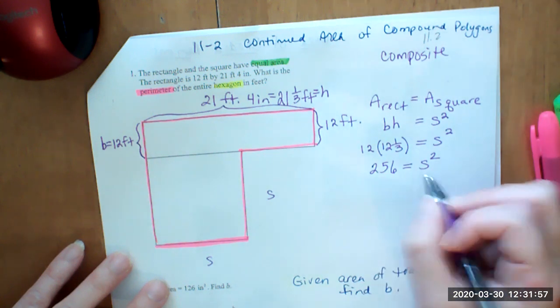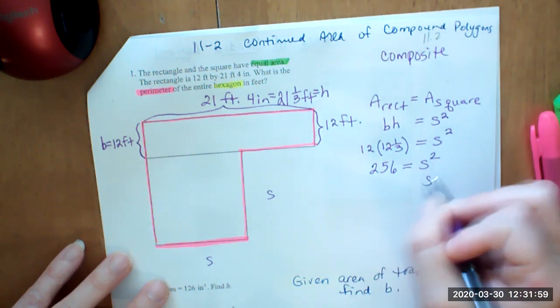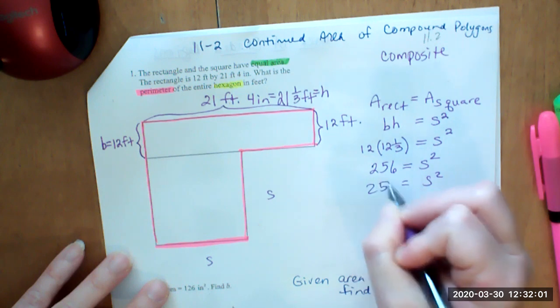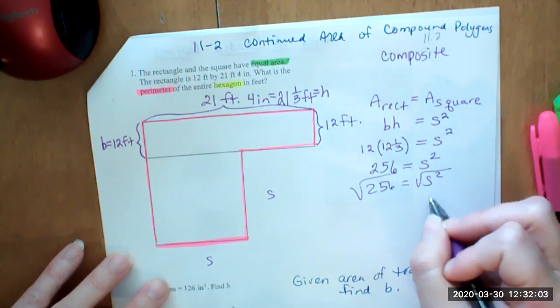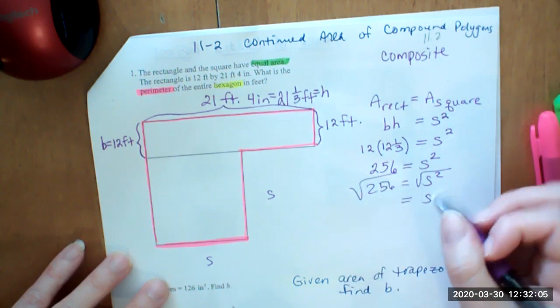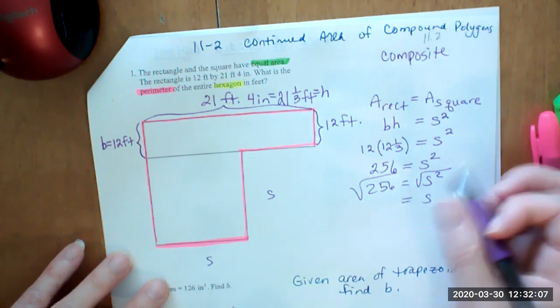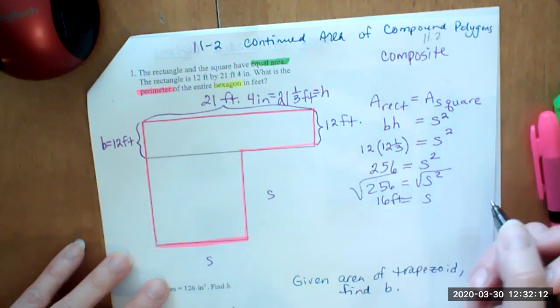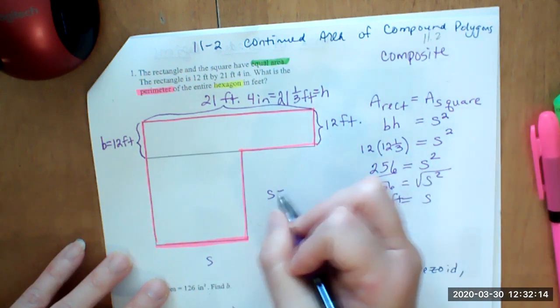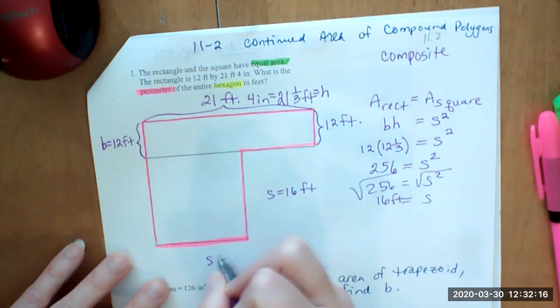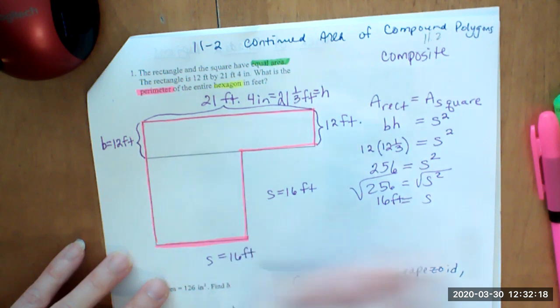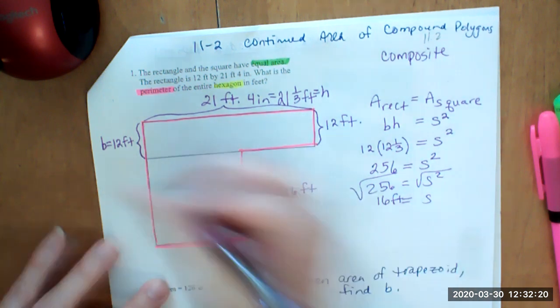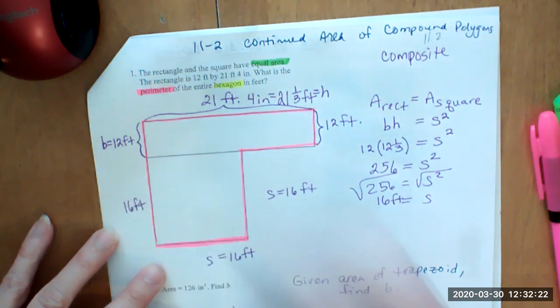Okay? So to get the length of this side, we'll take the square root of both sides. And I know length can only be positive, so I'm not going to worry about a negative 16. I know I'm going to have a length of 16 feet for the side of the square. So I've got 16 feet and 16 feet. And of course, I can copy over to here. I know that this is 16 feet.